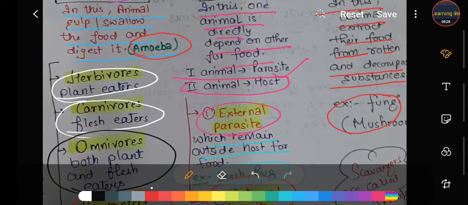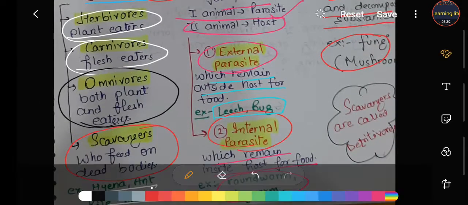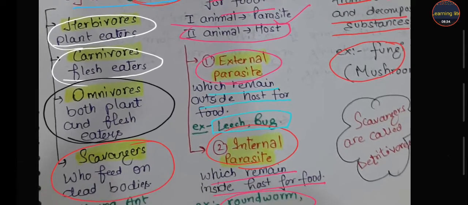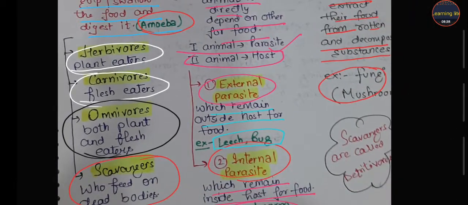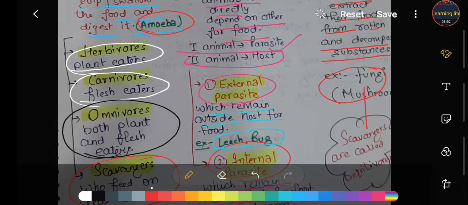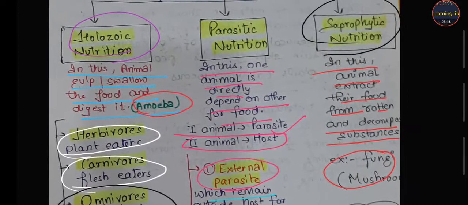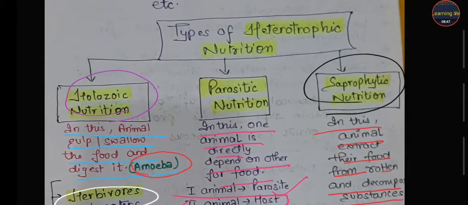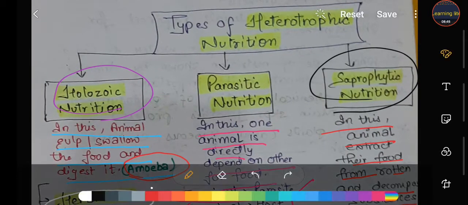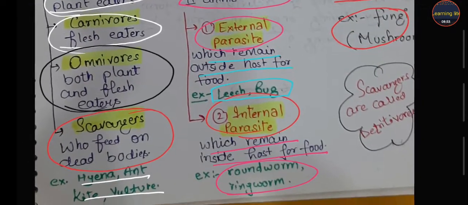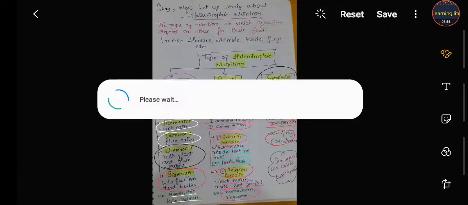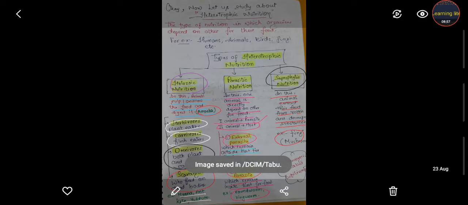Fungus and mushroom. And student, you note that the detritivores, and what are the detritivores? These scavengers are also known as detritivores. Okay, got it? I think by this table you can easily understand the different types of nutrition. Holozoic nutrition, parasitic nutrition and saprophytic, and their different modes with their examples. Okay, let's move back to our worksheet, students.